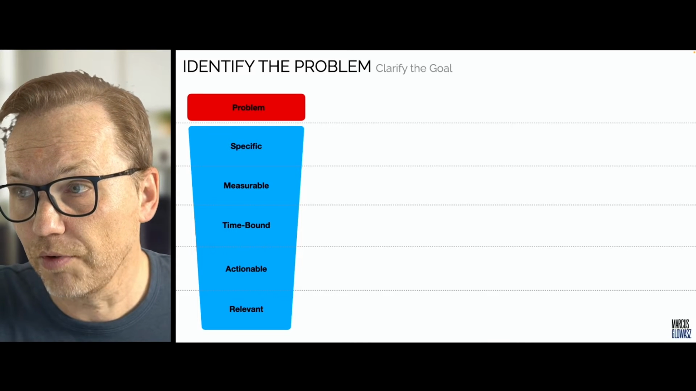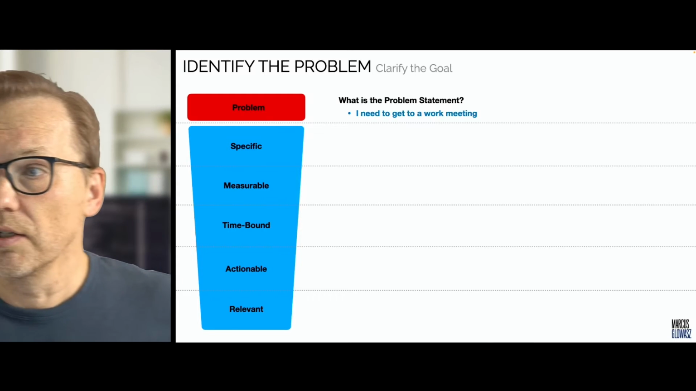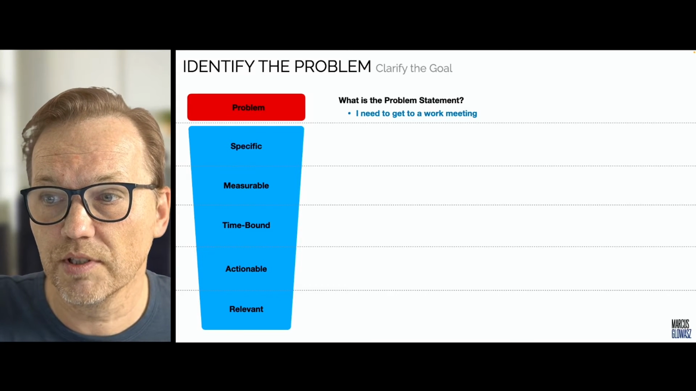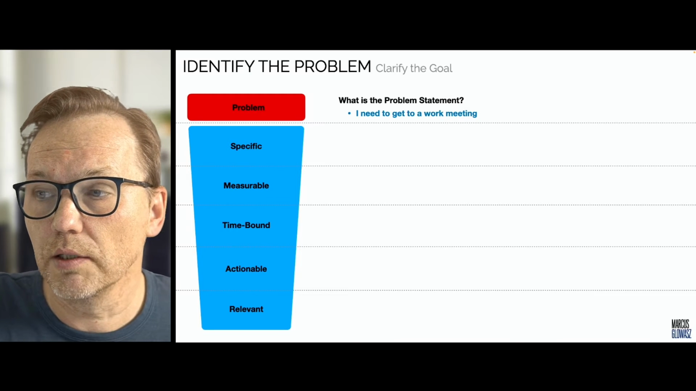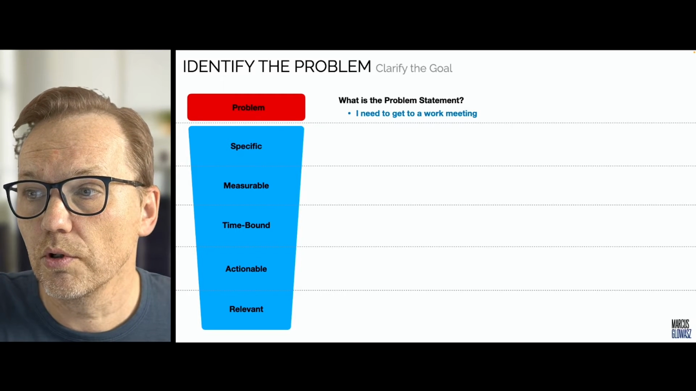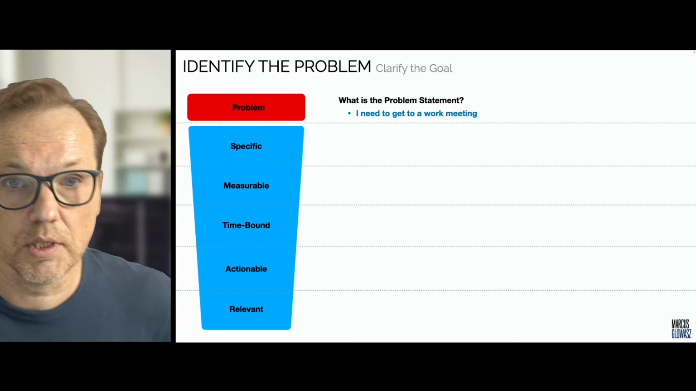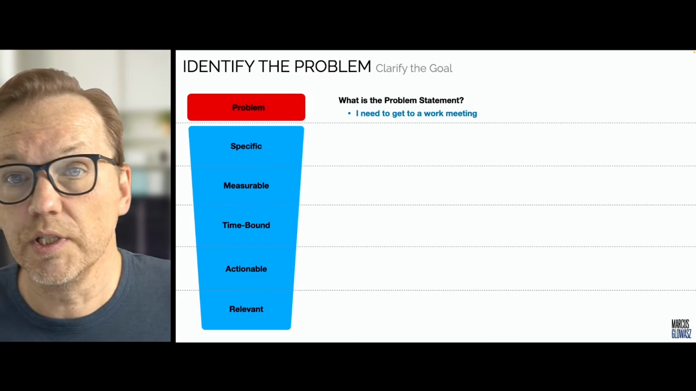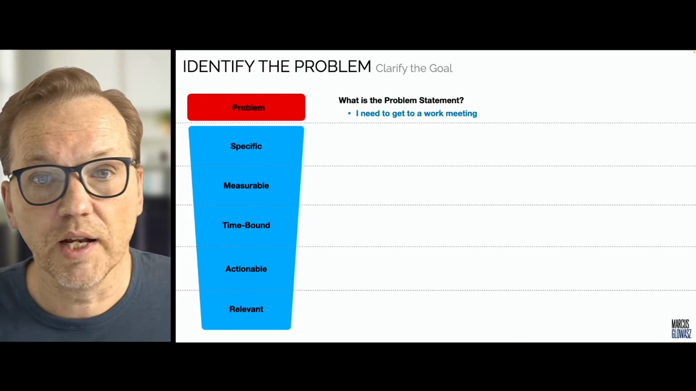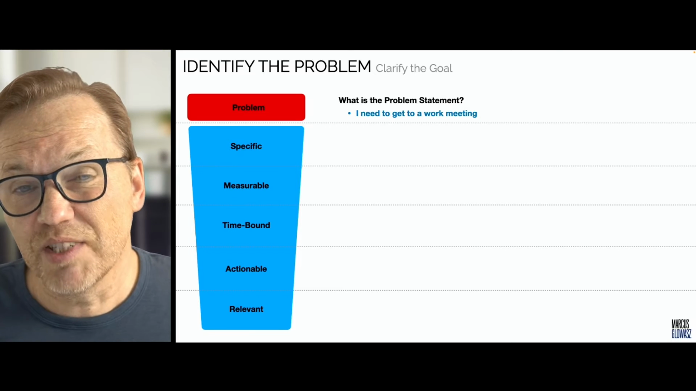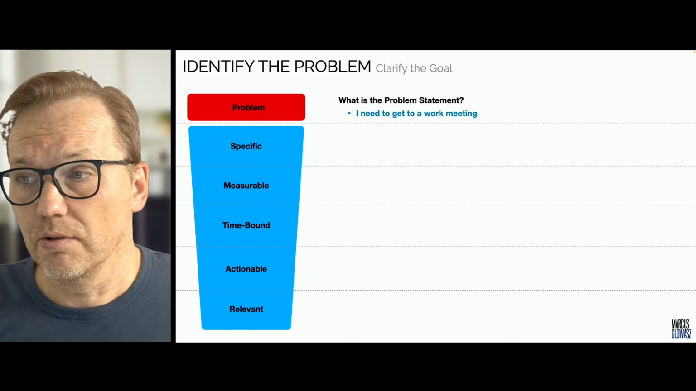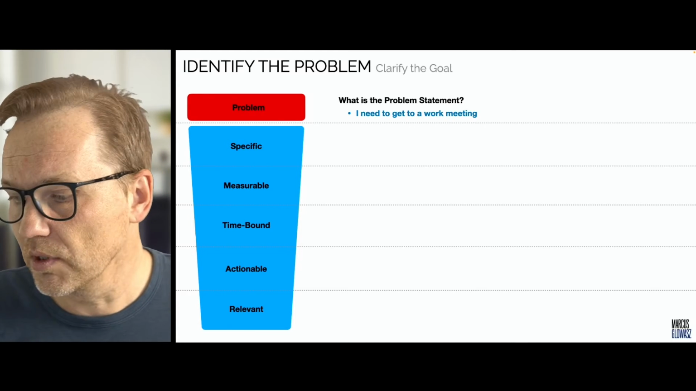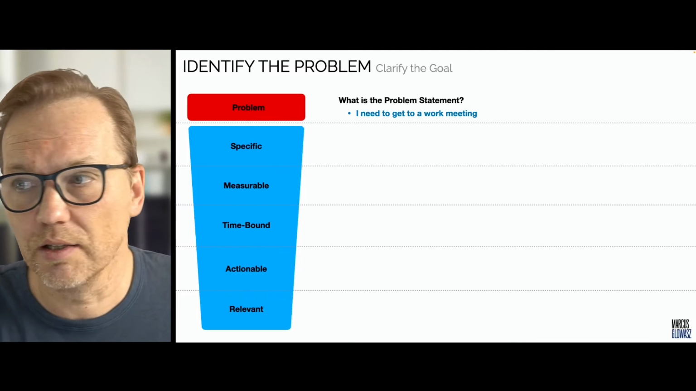So we clarify the goal by stating first what the problem is, and then go through the different steps to make it more specific. So let's say as an example, we need to get to a work meeting at the office, for example, right? So that's our problem statement, and we need to take a decision how to get there, right? Is that specific? No, it's not. We don't even know where is the work meeting, right? And what is this all about, right? And what are the different parameters to get there?